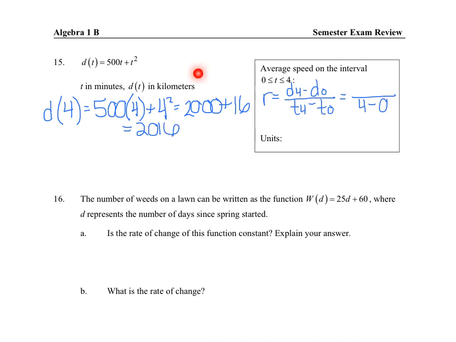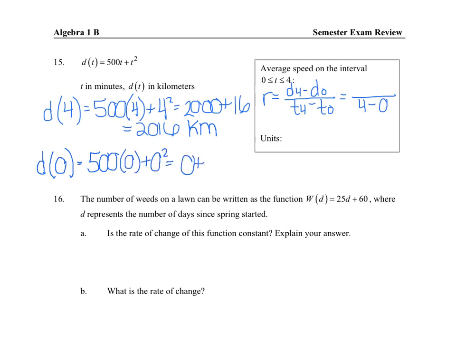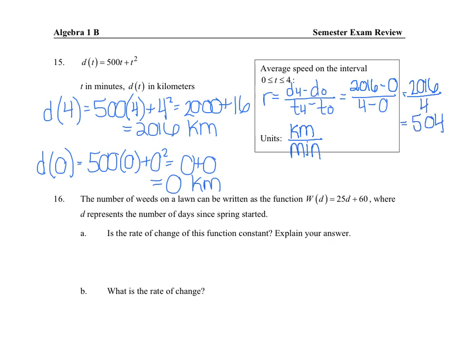And it says right here, d of t is in kilometers, so 2,016 kilometers. I also need to do that for d of 0. So 500 times 0 plus 0 squared is 0 plus 0, which equals 0 kilometers. So when I go back to here, d of 4 is going to be 2,016 kilometers minus 0 kilometers. So again, my units are going to be kilometers on top because that's my distance over time in minutes. Well, 2016 minus 0 is 2016. 4 minus 0 is 4, so divide by 4, and we get 504. This means that we're going to have 504 kilometers per minute.